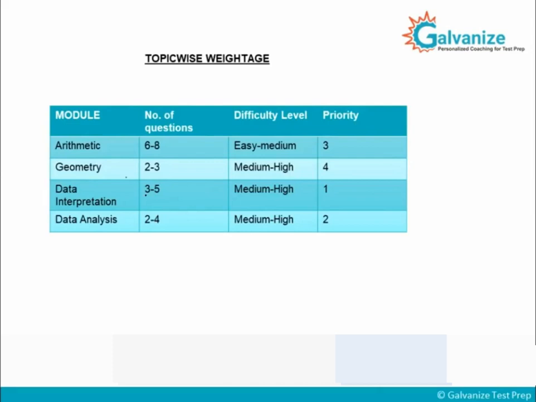Then data analysis. After data interpretation comes data analysis, with maximum weightage. Next weightage, you will have probability, permutations, combinations, which normally students go wrong on if they don't understand the concept.